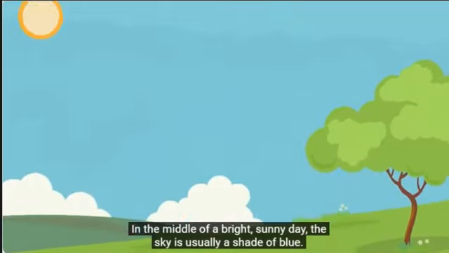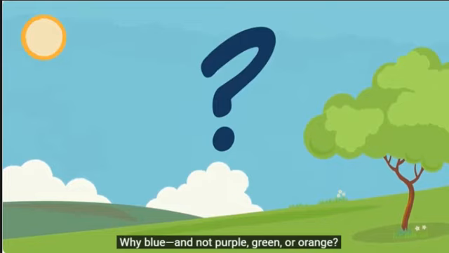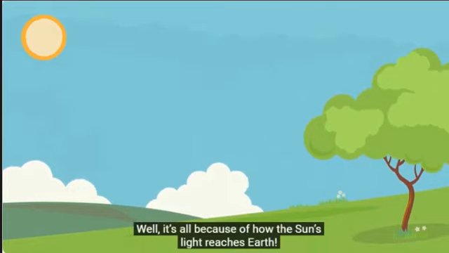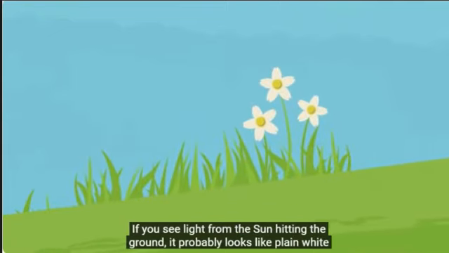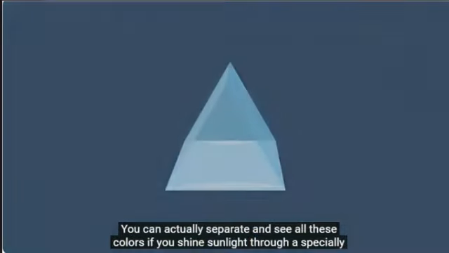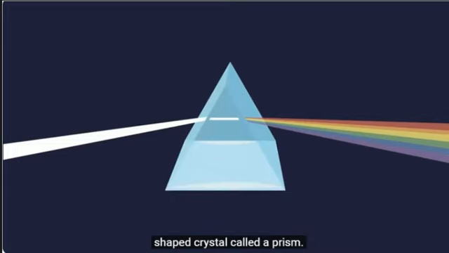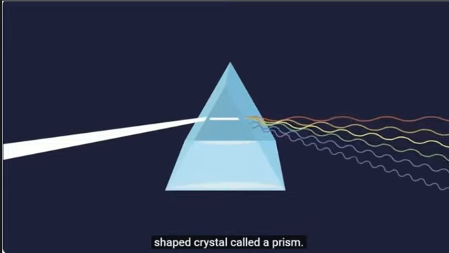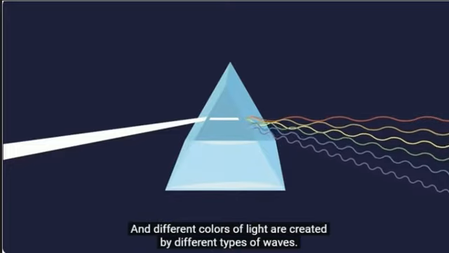Why is the sky blue? In the middle of a bright, sunny day, the sky is usually a shade of blue. Why blue and not purple, green, or orange? Well, it's all because of how the sun's light reaches Earth. If you see light from the sun hitting the ground, it probably looks like plain white light. However, that white light is made up of all the colors of the rainbow. You can actually separate and see all these colors if you shine sunlight through a specially shaped crystal called a prism. Light energy travels in waves, and different colors of light are created by different types of waves.